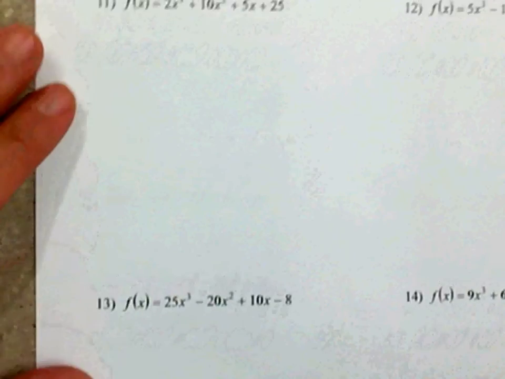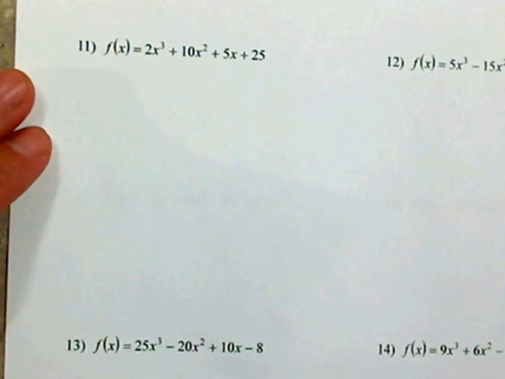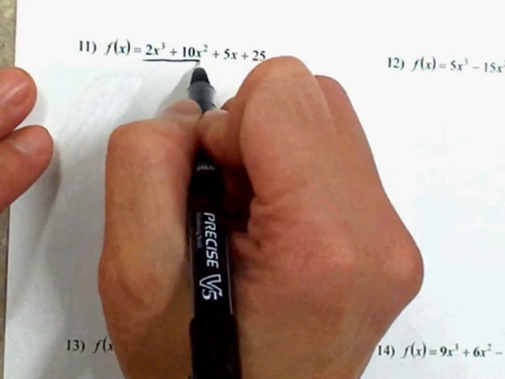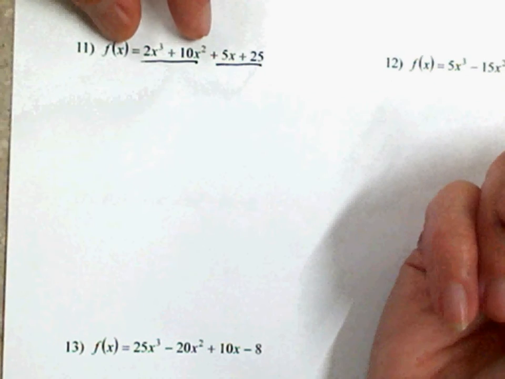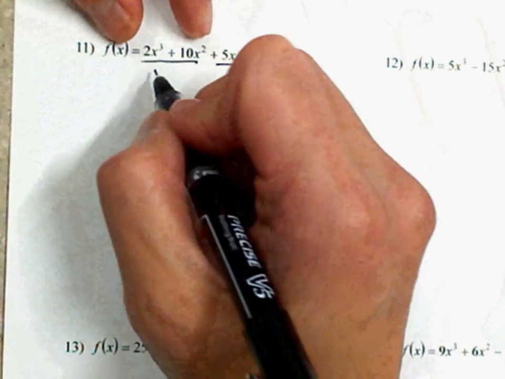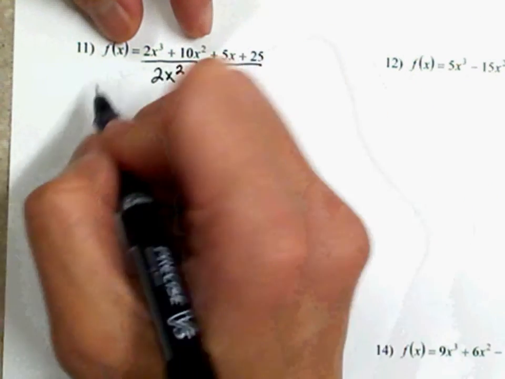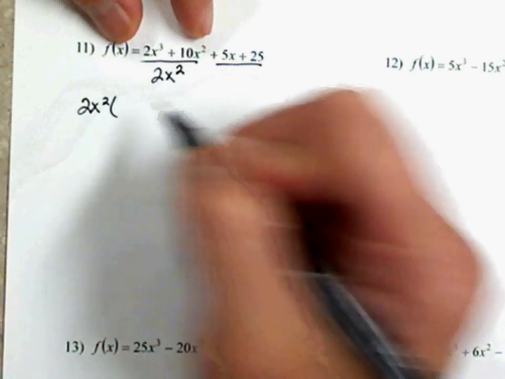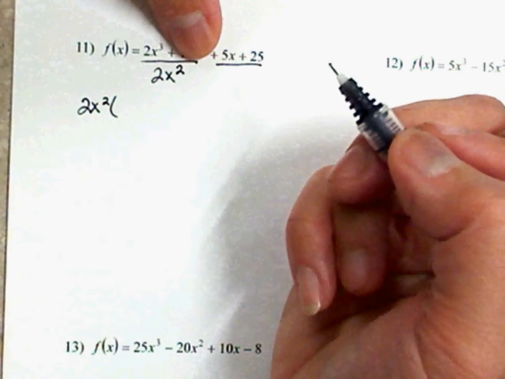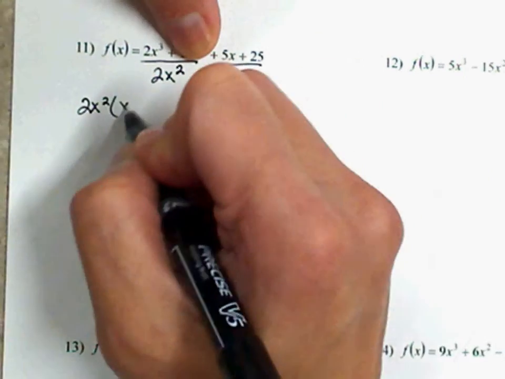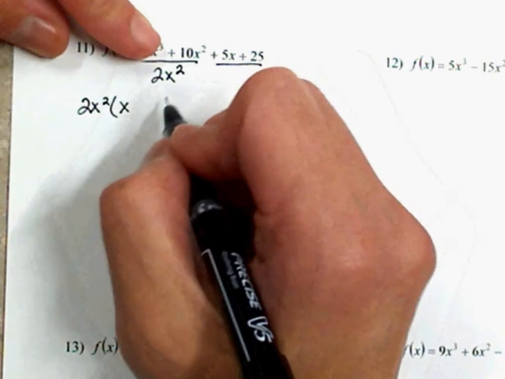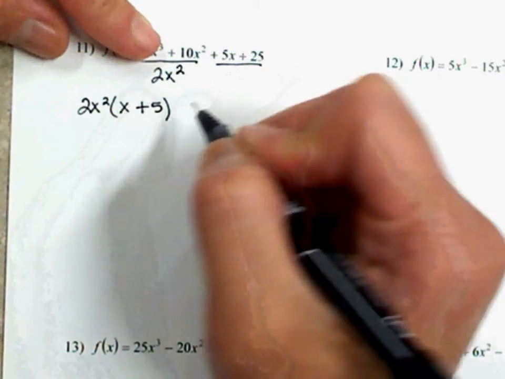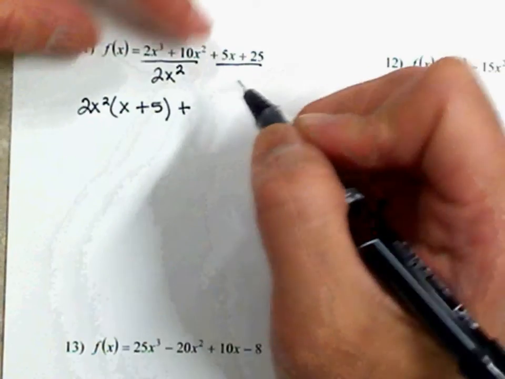Number 11. Group the first two, group the last two. All right. What do these two have in common? A 2x squared, so I'm going to factor out 2x squared. 2x to the third divided by 2x squared leaves you x. 10x squared divided by 2x squared leaves you 5. Keep your plus sign.